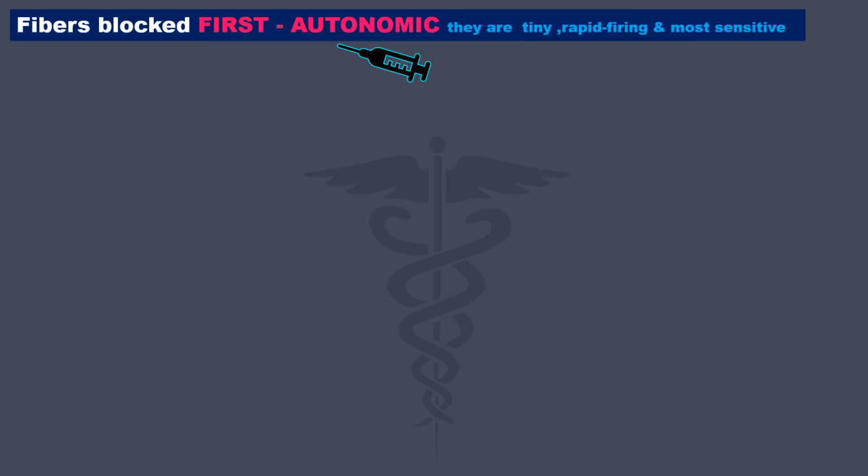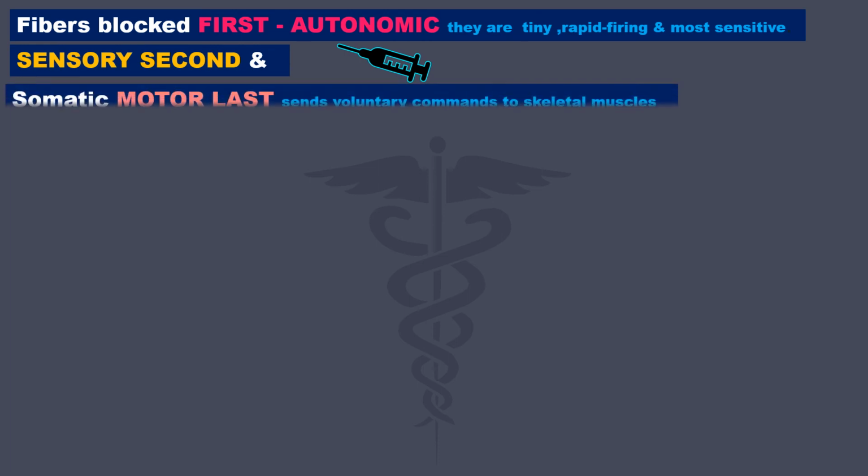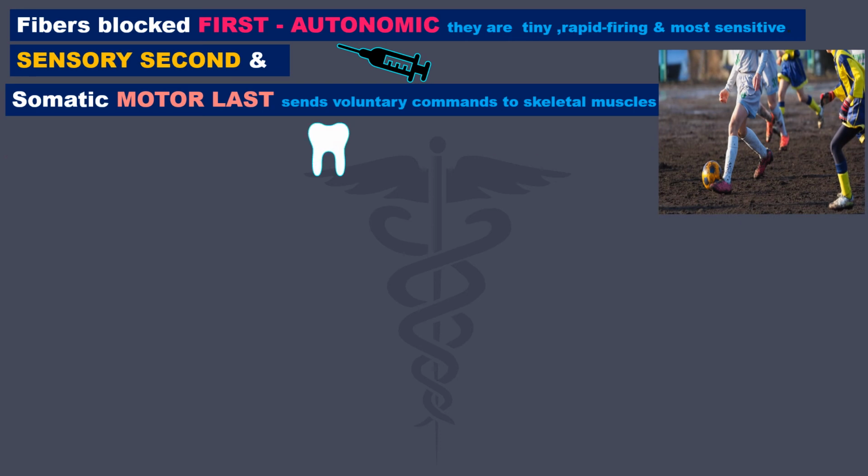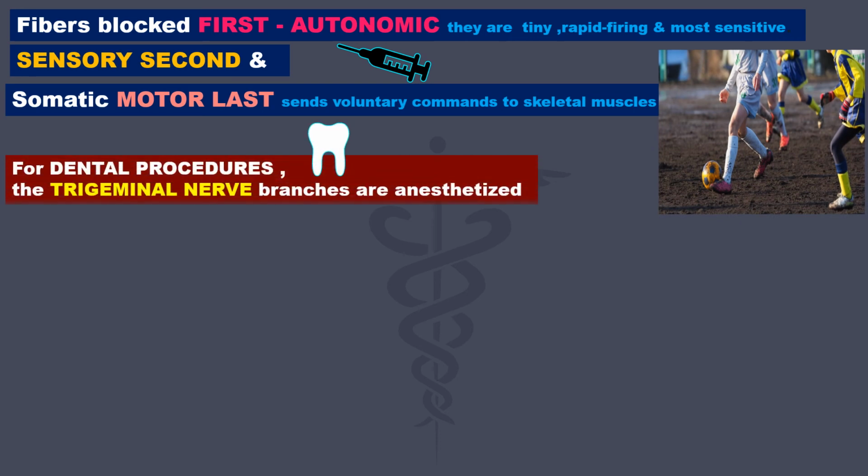Fibers blocked first are the autonomic fibers. They are tiny, rapid firing, and most sensitive. Sensory second, and somatic motor last. They send voluntary commands to skeletal muscles.